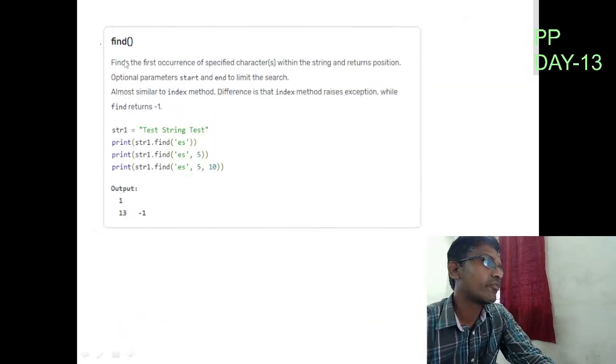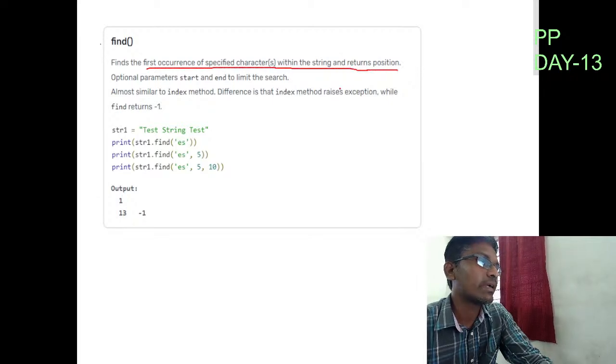And the next one is find. So, the find operation finds the first occurrence of specified characters within the given string, and if it is found, it will return the position. So by using the find function, you have to find the first occurrence of specified characters within the given string. If the characters are found in the given string, then it will print out that position.